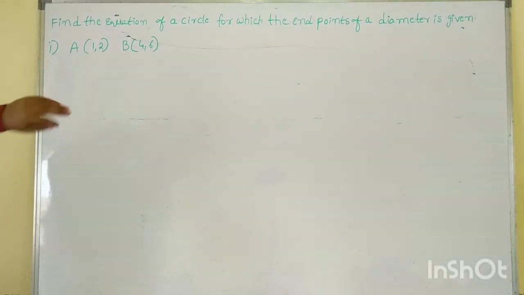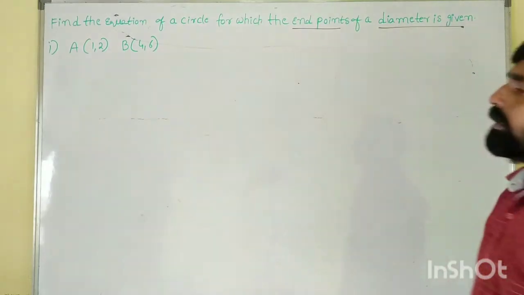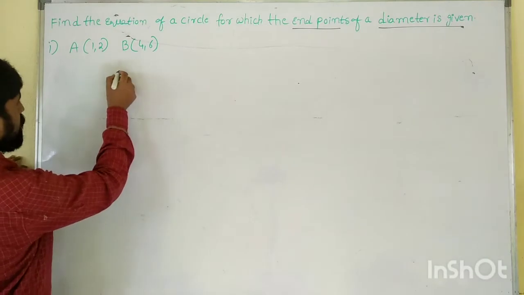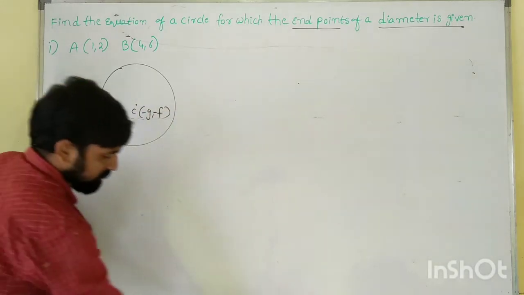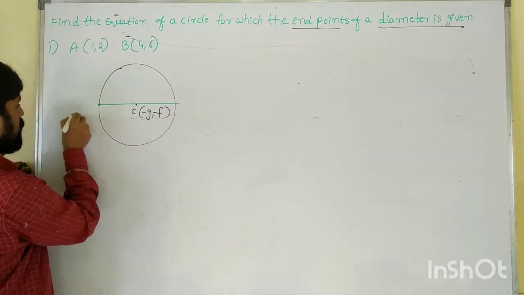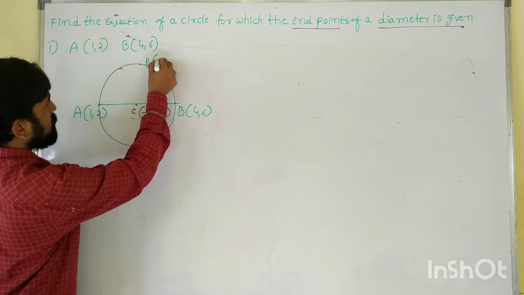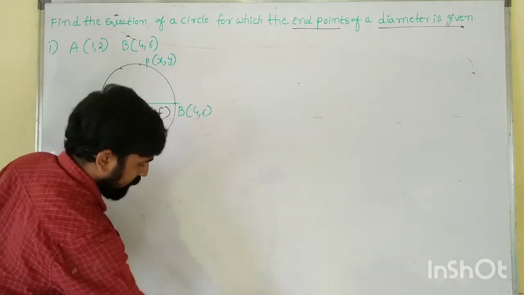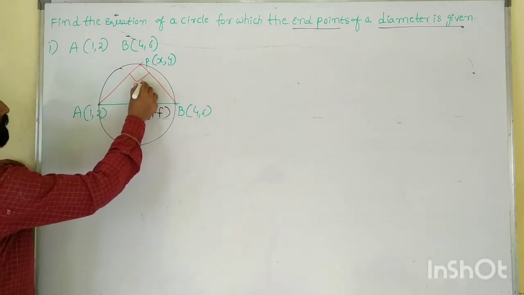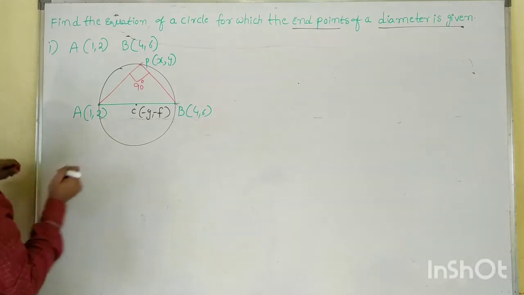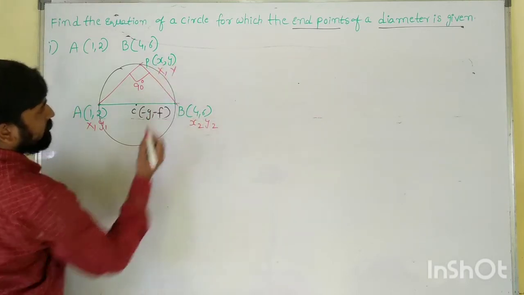Now, the first problem. Find the equation of the circle for which the endpoints of the diameter are given. The center is (minus g, minus f). Here A is (1, 2) and B is (4, 6), whereas P is (x, y). The endpoints of the diameter are (x1, y1), (x2, y2), and a general point (X, Y).